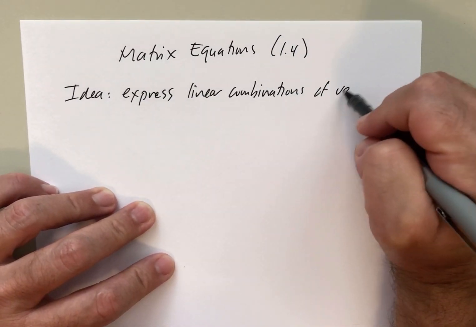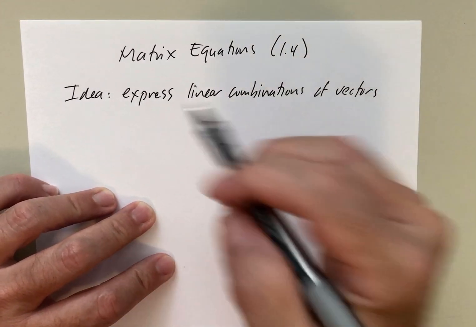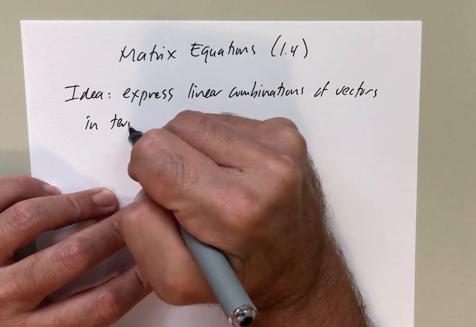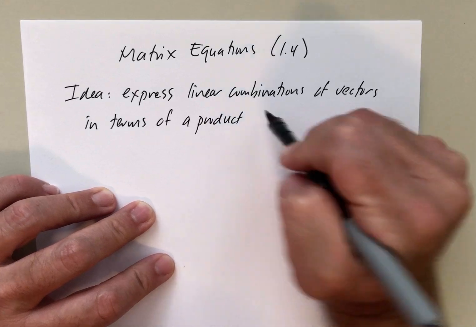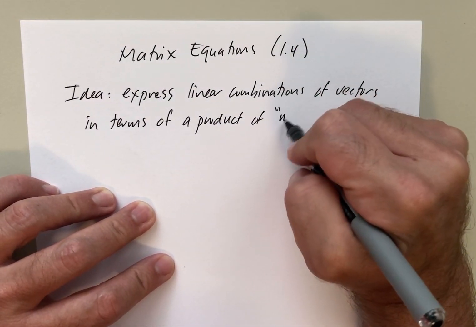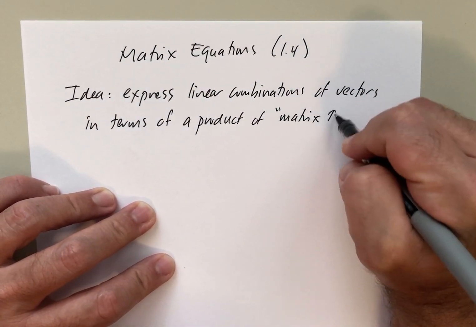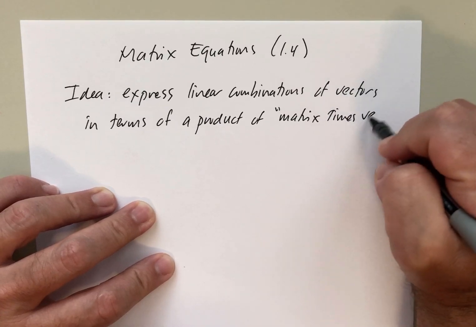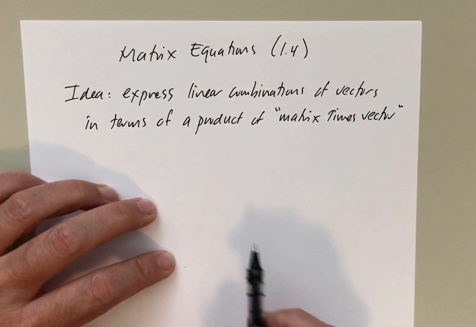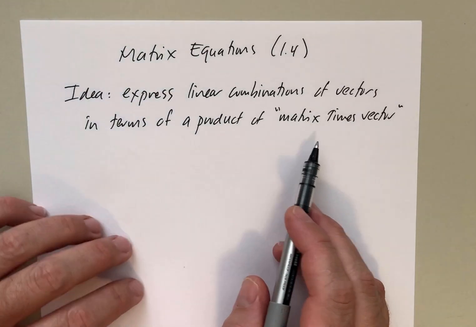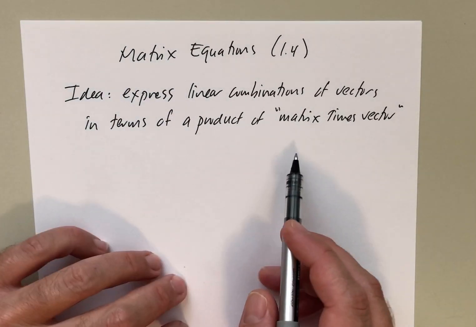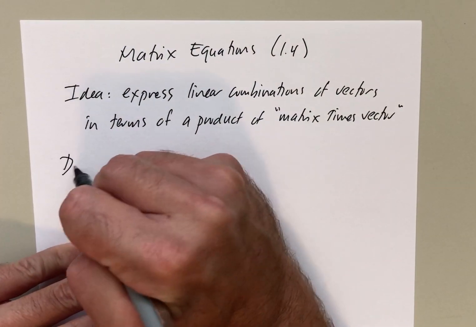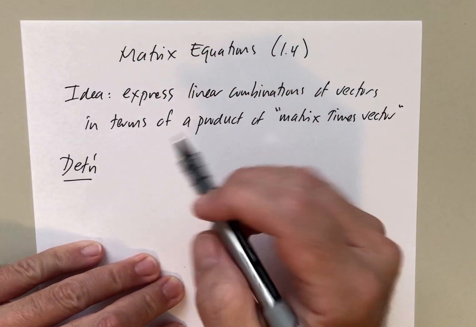of vectors, which was the topic of last lecture, in terms of a certain product of, let me put this in quotes, "matrix times vector." So we're going to define what it means to multiply a matrix times a vector, and we'll see how by definition this is going to be connected to the idea of a linear combination. Let me just start with the definition then.